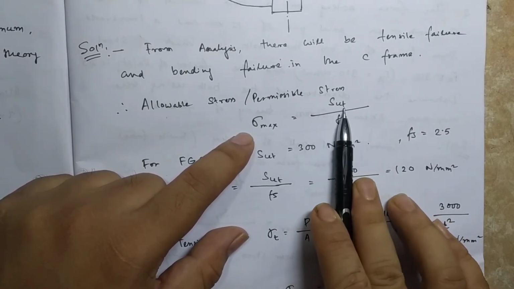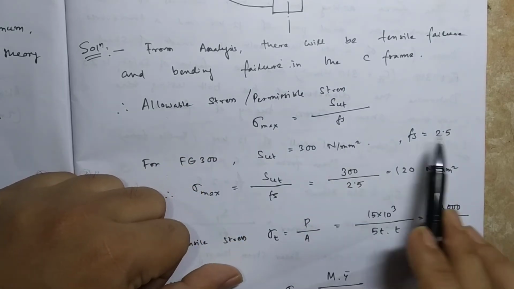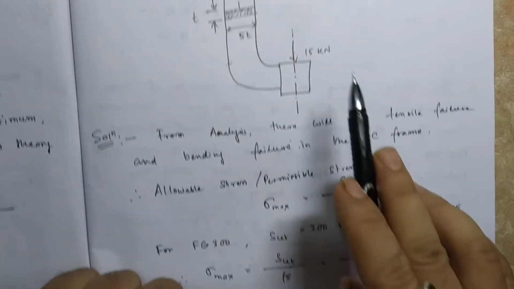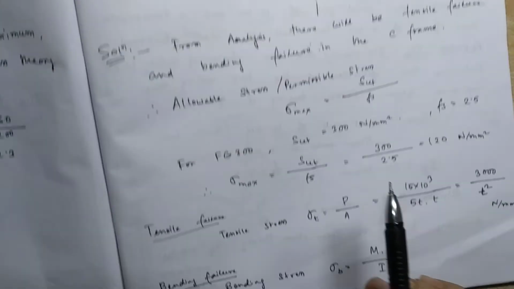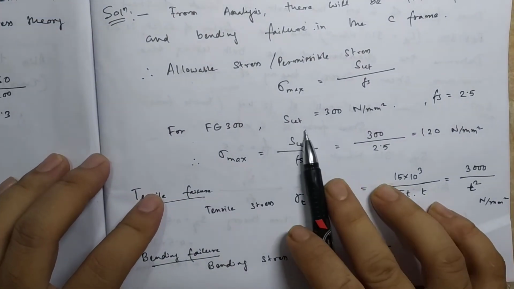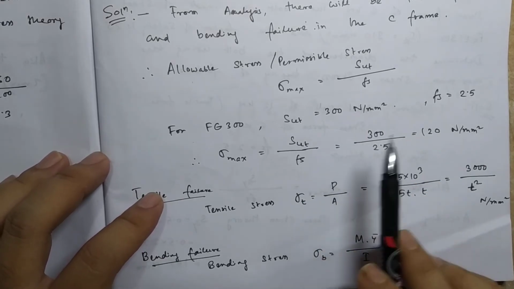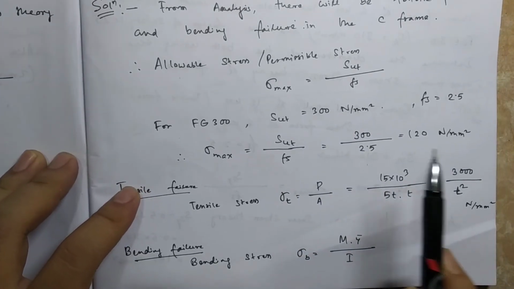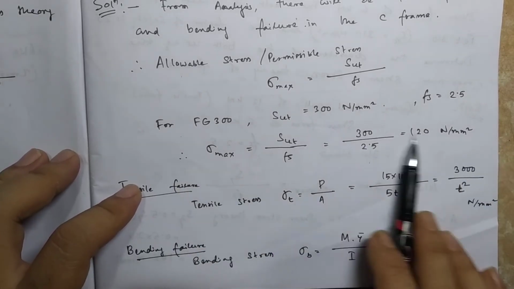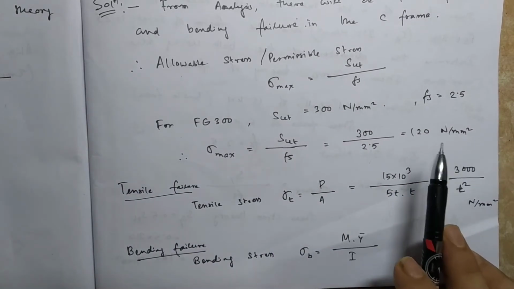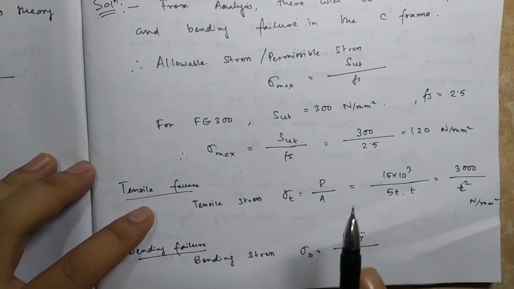So the ultimate tensile strength is the failure stress, and to keep below it we must employ a factor of safety. The factor of safety is 2.5, and your material is FG300. So from here you get the ultimate tensile strength equal to 300 Newton per millimeter square. So 300 by 2.5 is equal to 120 Newton per millimeter square. This is your maximum allowable or permissible stress.